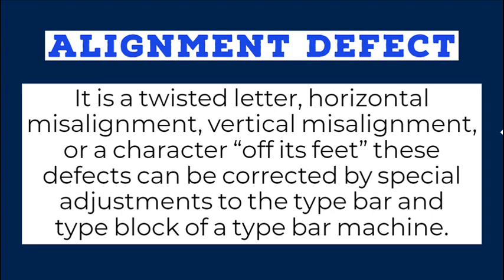Alignment defect. It is a twisted letter, horizontal misalignment, vertical misalignment, or a character off its feet. These defects can be corrected by special adjustments to the type bar and type block of a type bar machine.